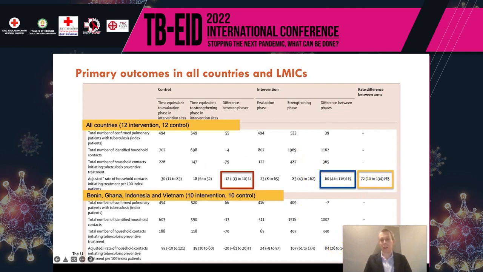But then if you look down here for those low and middle income countries, you see that the benefit was around 104 people per 100 index patients. And so this is a substantial increase. Okay, from a 20 difference between intervention and control to 84 increase between intervention and control.